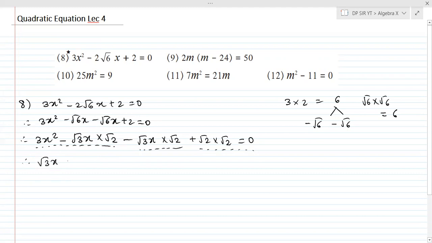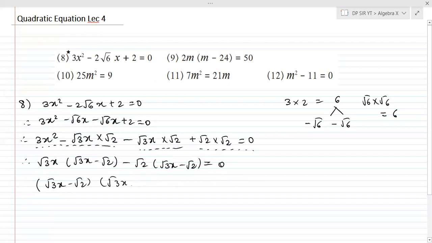So here it's going to be root 3x. In bracket, it's going to be root 3x minus root 2. And here it's going to be minus root 2 common, so here comes root 3x minus root 2 is equal to 0. Okay. Therefore, here it would be root 3x minus root 2 or root 3x minus root 2 is equal to 0. It means that root 3x minus root 2 is equal to 0, or here it would be root 3x minus root 2 is equal to 0.